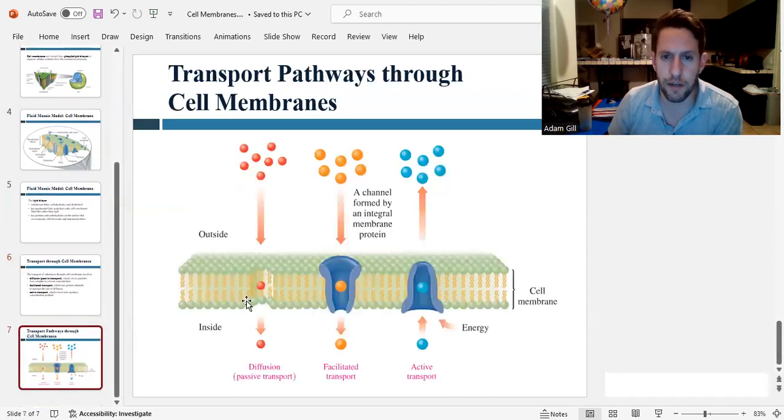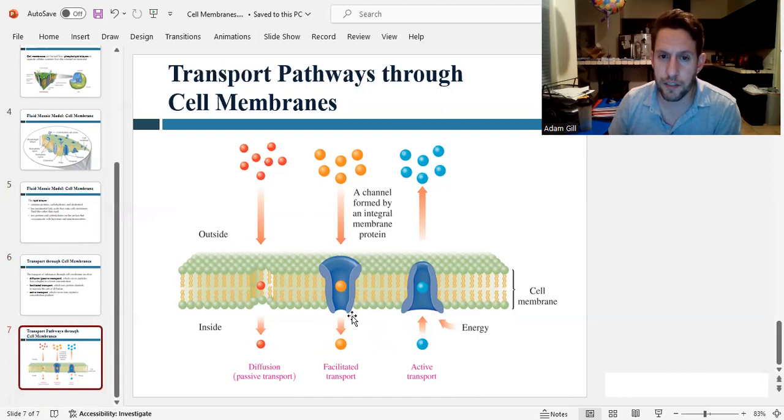And so I have a nice diagram here for us. So here's the outside of the cell. Here's the inside of the cell. Now in red is simple diffusion. Small molecules can just go right through the cell membrane. And this typically happens based on concentration. If you've got more of them on the outside and less of them on the inside, simple diffusion makes them want to spread out evenly. And so they will go from the high concentration to the low concentration with no help needed.